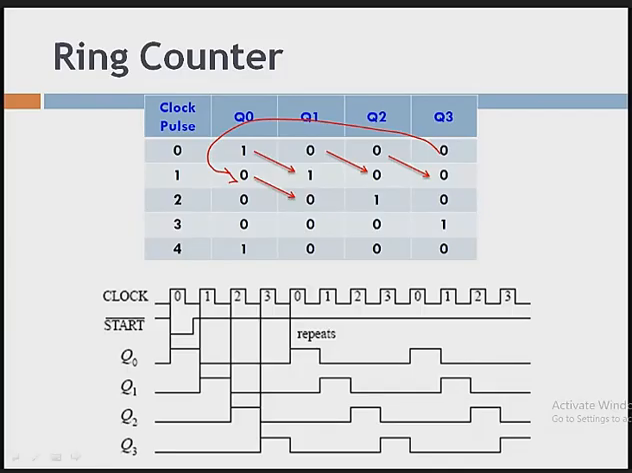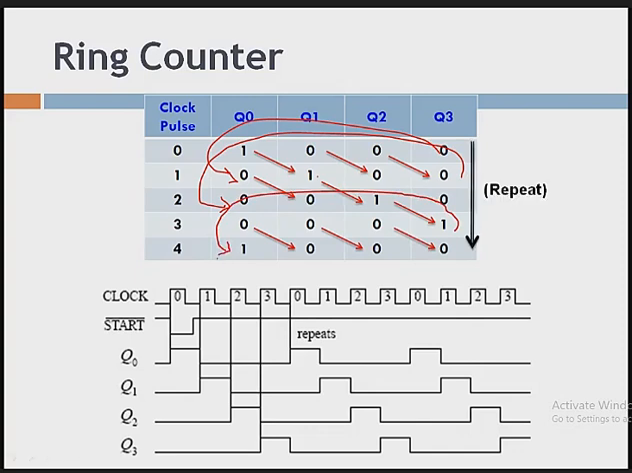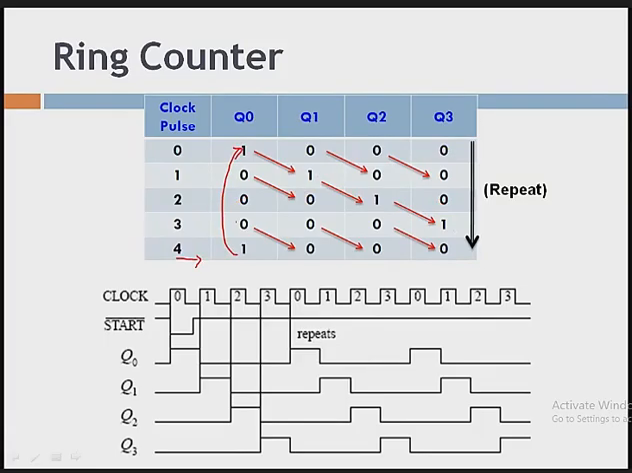Q3 comes here because of the feedback connection. Then in the second clock pulse, this bit will be shifted here, then this one here, this 0 here, and now this Q3 will be shifted here. Now the next 0 will be shifted here, this 0 here, this 0 here. Now this is Q3, and the Q3 value is 1, so the 1 will be shifted here. So if you observe, after the fourth clock pulse your sequence is going to be repeated in the ring counter.